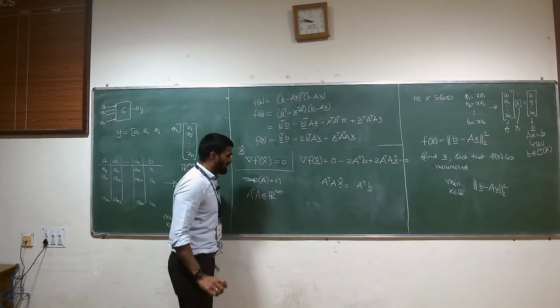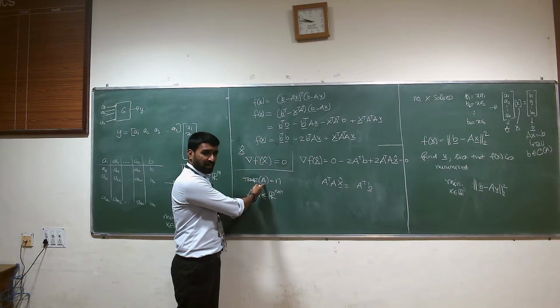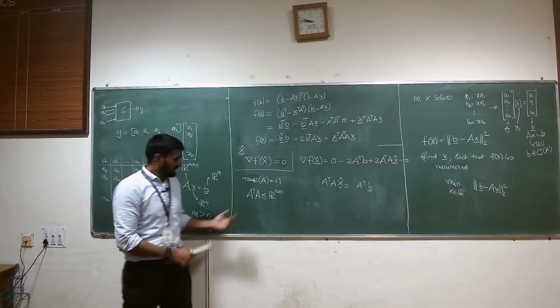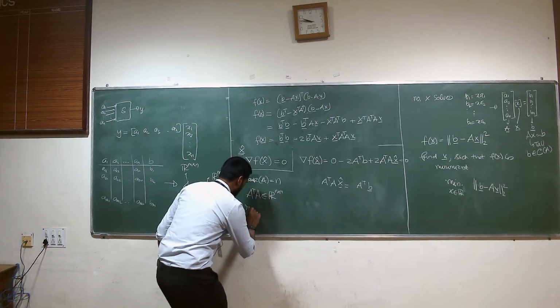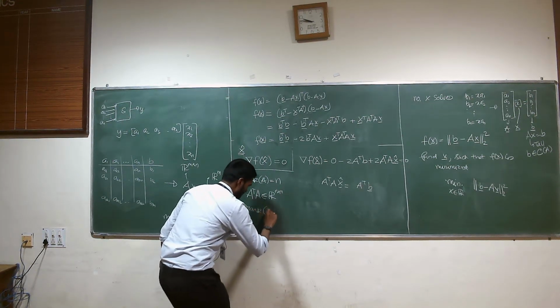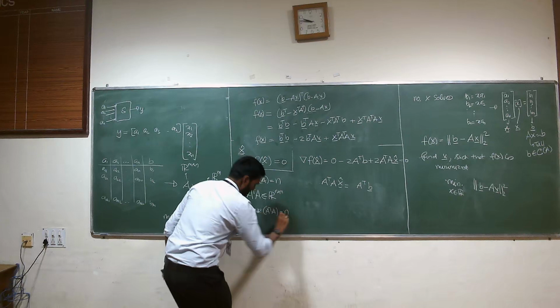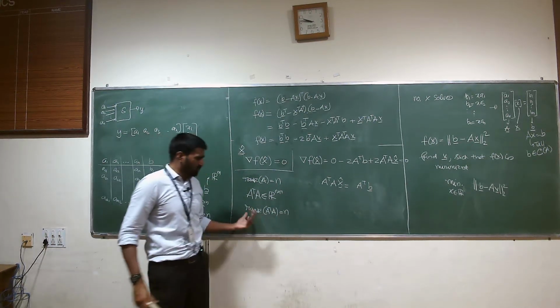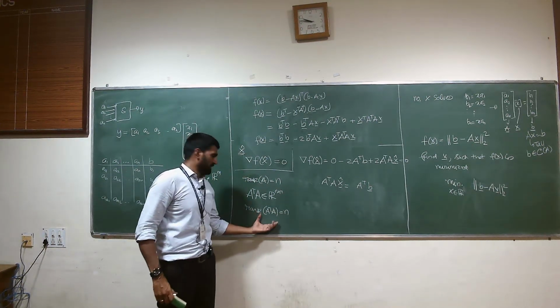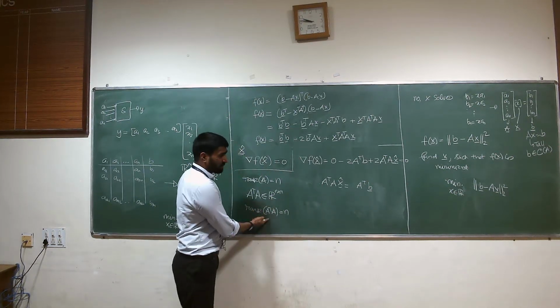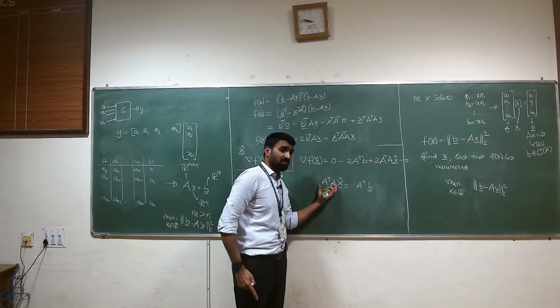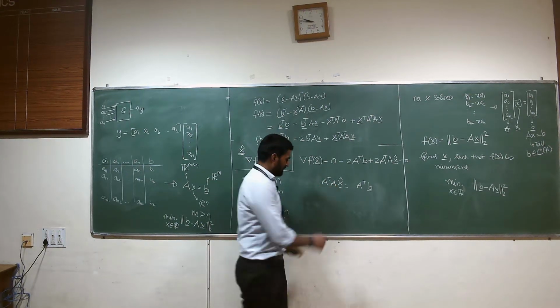N cross n matrix. It turns out that if a tall matrix A is full rank, then A transpose A will also be full rank. It will have rank n. This is easy to show, but I won't show it. That means now we have a square matrix that is full rank. That means this matrix itself is invertible, right?